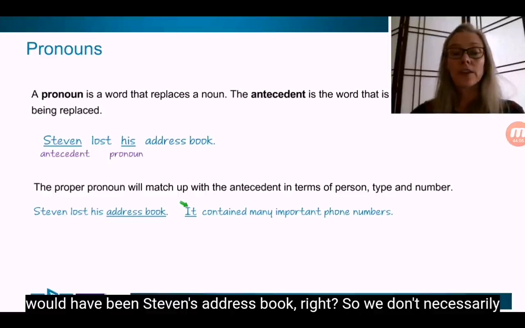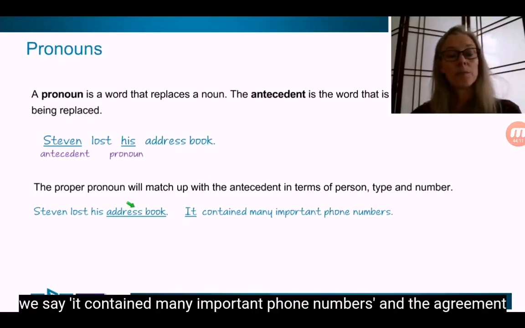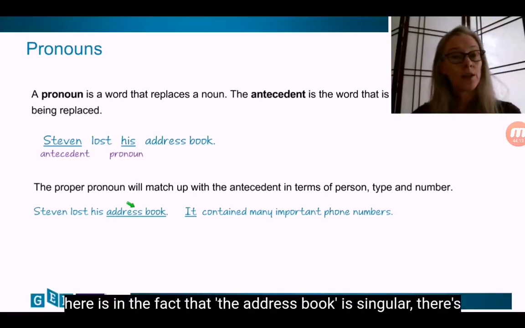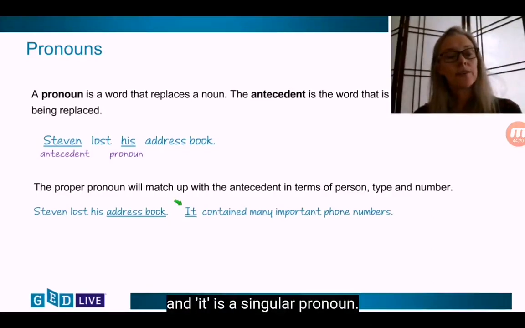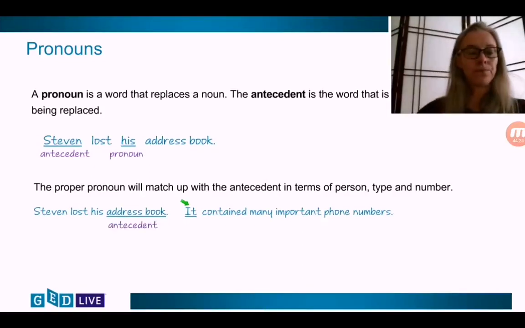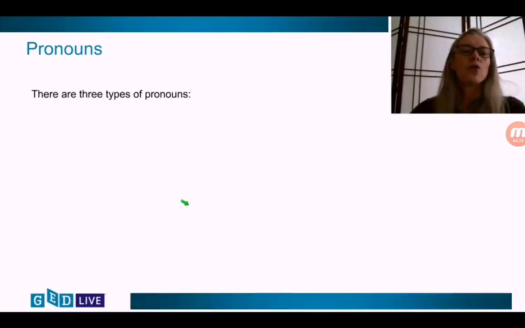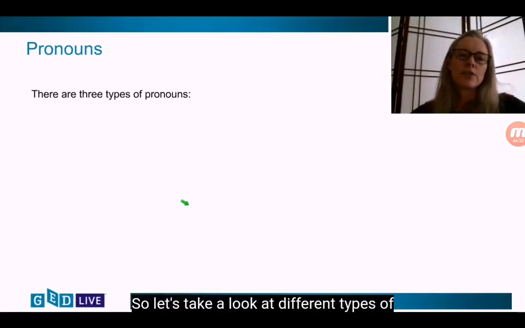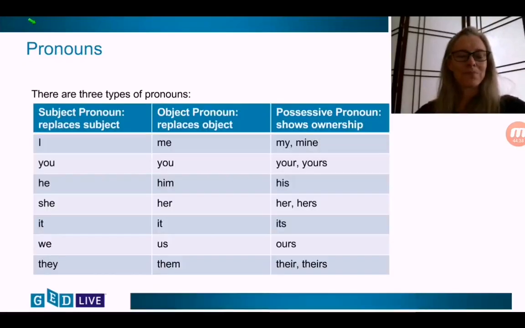So we don't necessarily say the address book contained many important phone numbers, but we say it contained many important phone numbers. And the agreement here is in the fact that the address book is singular, there's one of them, and it is a singular pronoun. Okay, so again, there's your antecedent, and there's your pronoun. So let's take a look at different types of pronouns. We've already seen a couple of them.